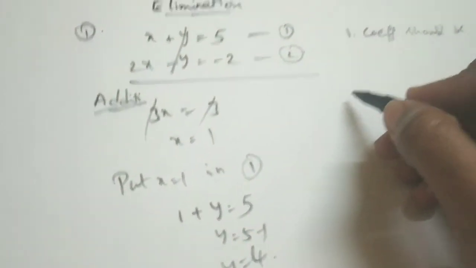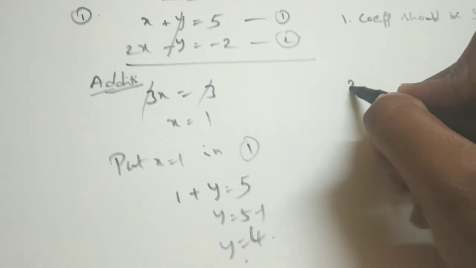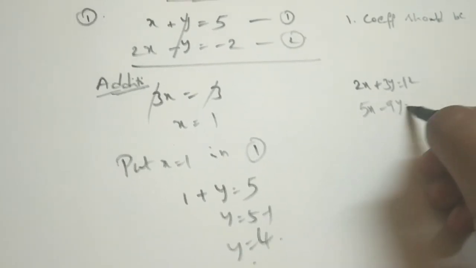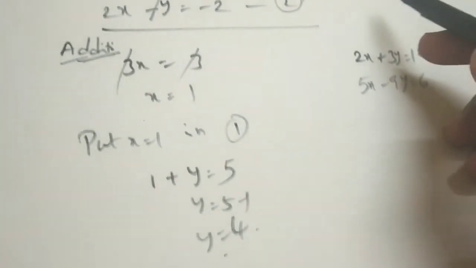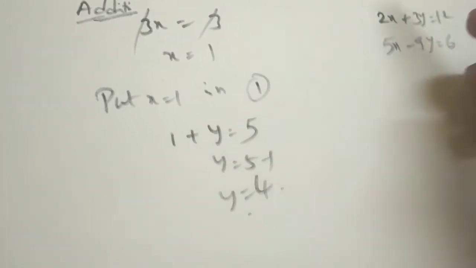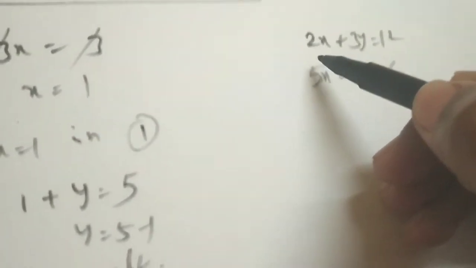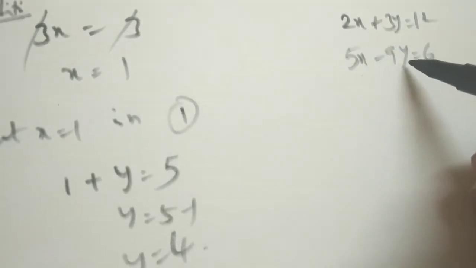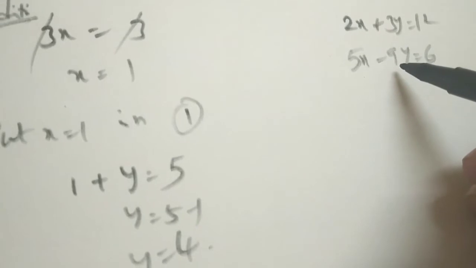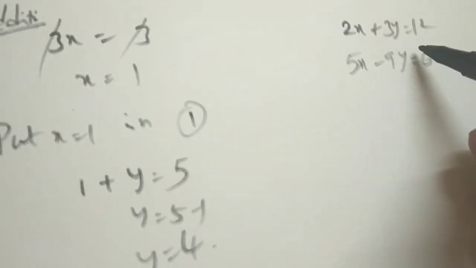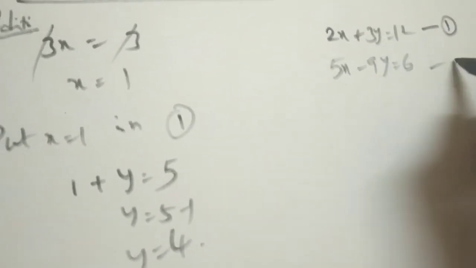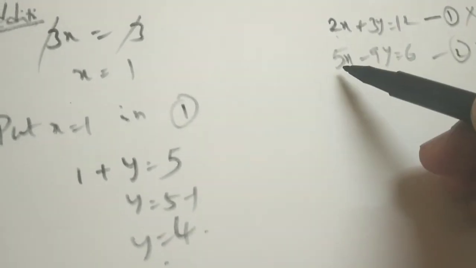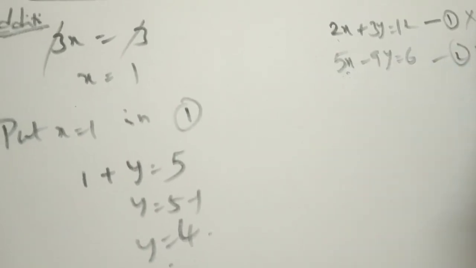Suppose the linear equations are like this, and 5x minus 9y equals 6. If the linear equations are like this, the first thing is that the coefficients should be the same. Here the x coefficient is 2, here the x coefficient is 5. Here 3 is the y coefficient and minus 9 is the y coefficient. Here the coefficients are not the same. In this case, you have to multiply the second equation by this coefficient, and the first equation by this coefficient.